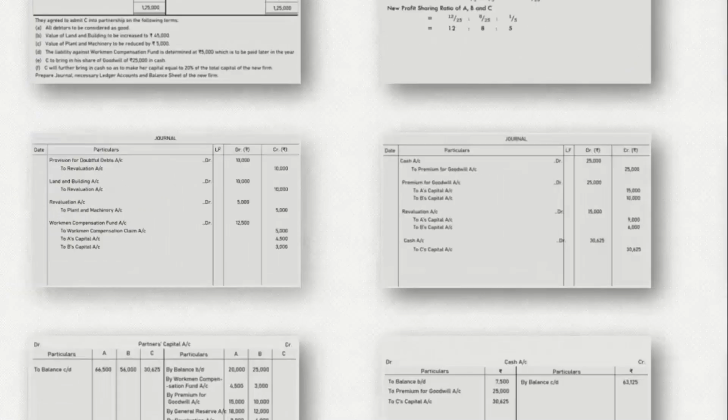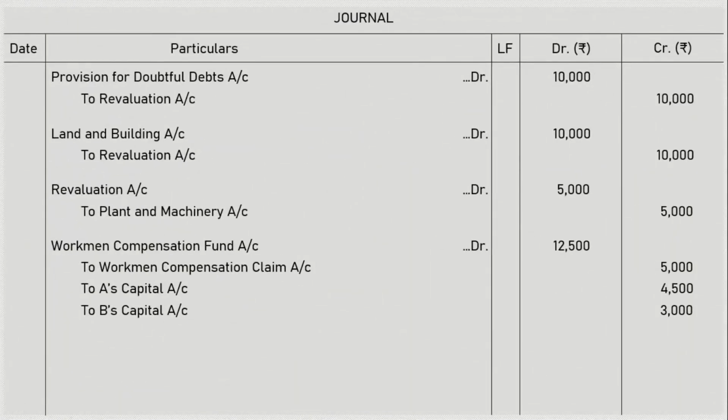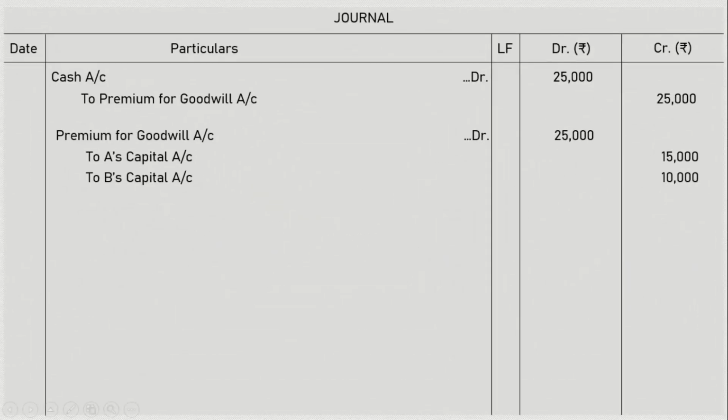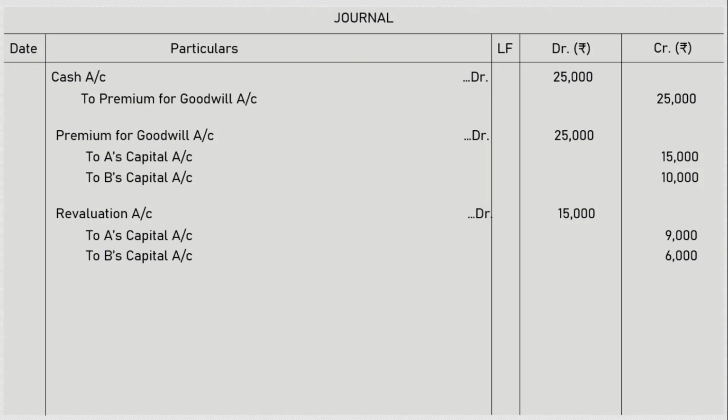Now let's go to our journal, and now the work is to find the balance of revaluation. Revaluation account credit 10,000, revaluation account credit 10,000, revaluation account debit 5,000. Here it is not there. So with this we will find the balance of revaluation account on the debit side as 15,000. Now this will be distributed among old partners. So to A's capital 15,000 into 3 by 5, to B's capital 15,000 into 2 by 5.